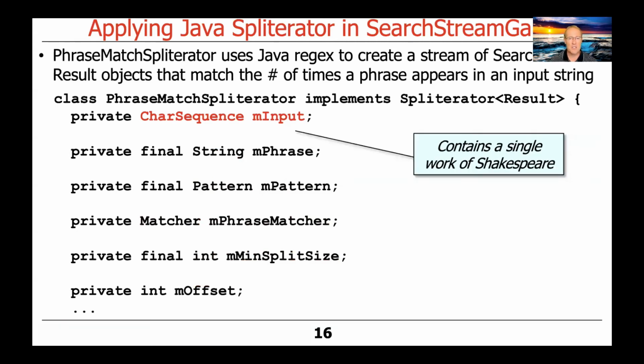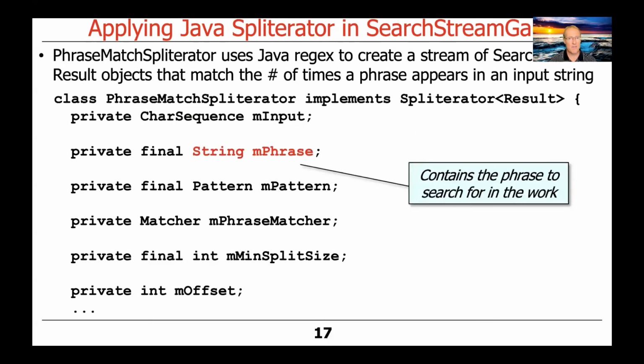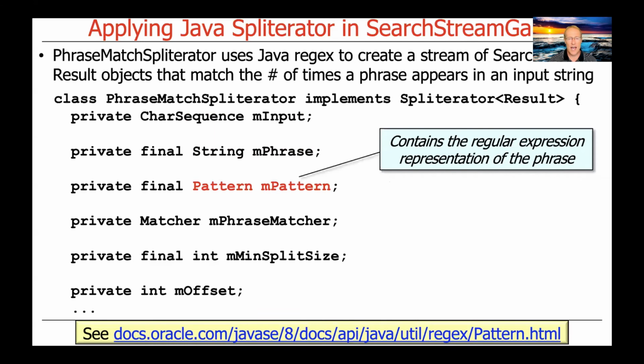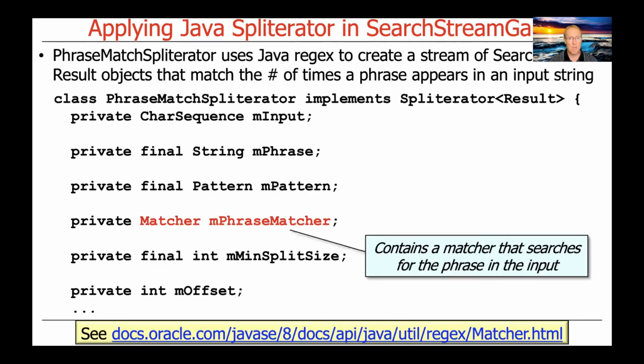Here are the different fields that we have. One field is the input, the character sequence that contains a single work of Shakespeare, like Hamlet or Macbeth. We then have the string, that's the phrase we're searching for, like "brevity is the soul of wit." We have this pattern, which is the Java regular expression that is the representation of the phrase as a regular expression. We have something called a matcher, which is an association between a regular expression and the input that we're going to be searching. So it's basically a pattern matcher.